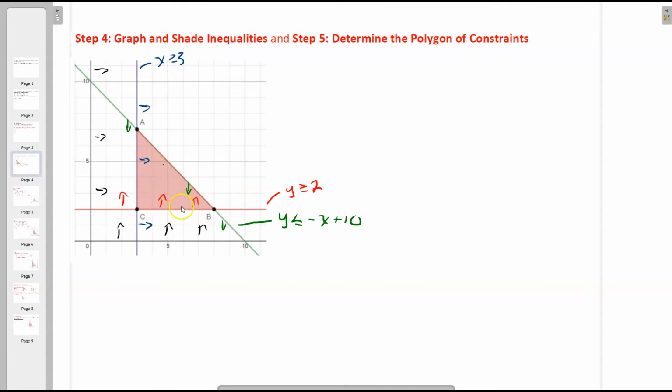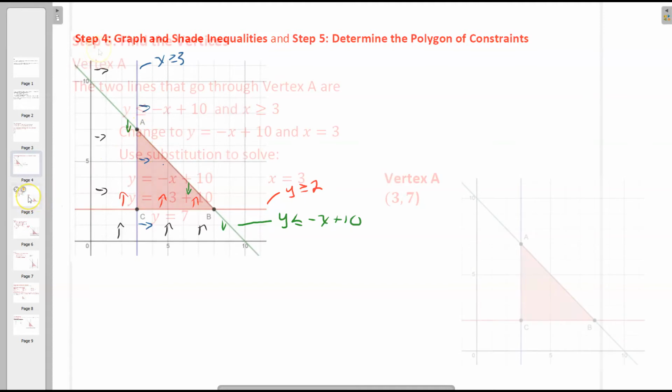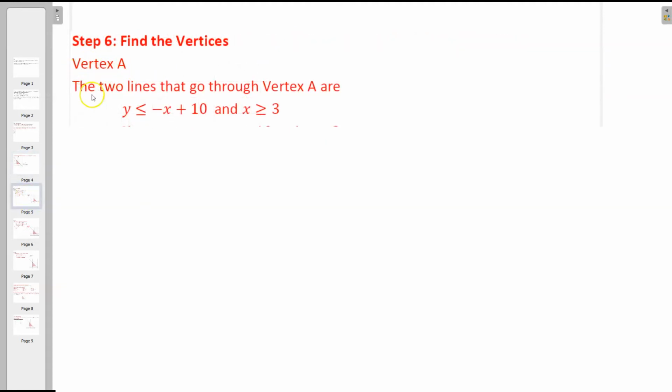Once we've identified the polygon of constraints, we need to label each of the vertices. So we've labeled the vertices A, B, and C. Now we can go ahead and try to find the X and Y coordinates of each of those using one of our methods. So we're going to find vertex A first of all. Vertex A is the intersection of two lines, Y less than or equal to negative X plus 10 and X greater than or equal to 3.